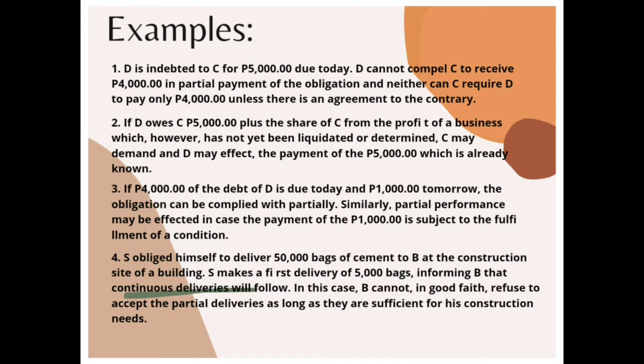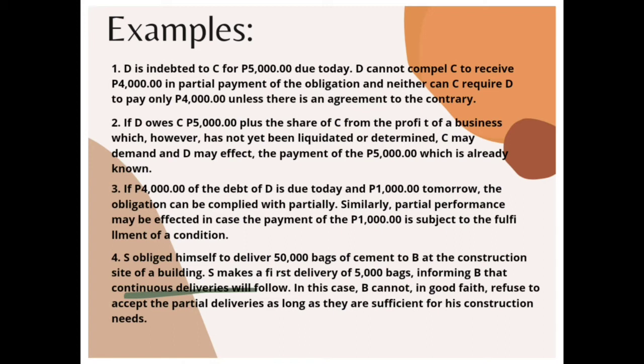And si C, hindi din naman niya pwedeng sabihin kay D na 4,000 muna yung ibayad. Number 2, if D owes C 5,000 pesos plus the share of C from the profit of a business which however has not yet been liquidated or determined, C may demand and D may effect the payment of 5,000 pesos which is already known. Ayan nga. Kung yung 5,000 pesos, kailangan buo na siyang ibigay ni D kay C.